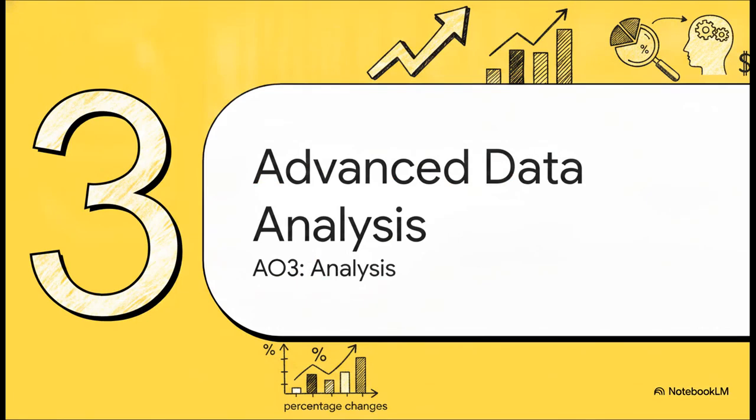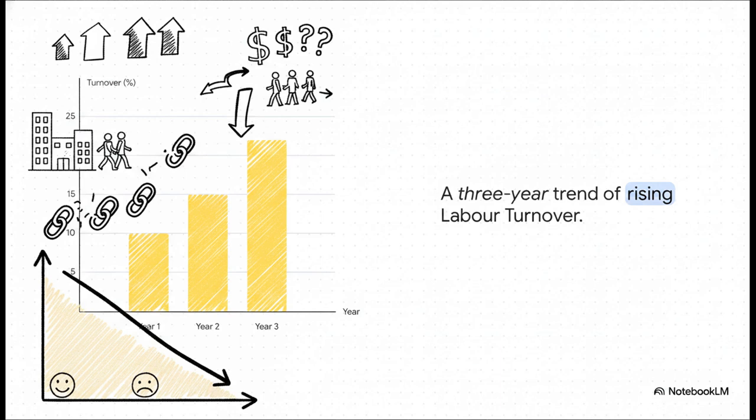Which brings us to Section 3, Advanced Data Analysis. We're stepping up the ladder now to AO3 because, let's be honest, raw numbers mean absolutely nothing unless you can actually identify the trends, understand the wider context, and analyze the business impacts using things like index numbers and percentage changes. Treat this visual like a real-world manager's dashboard.